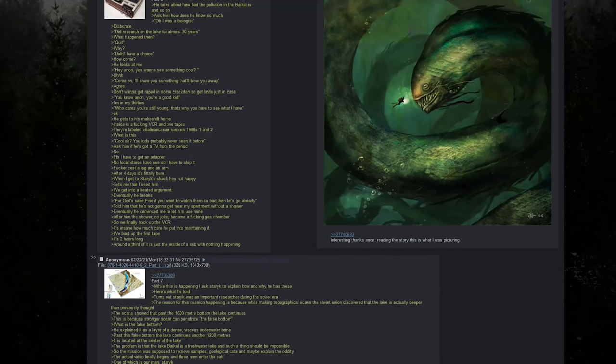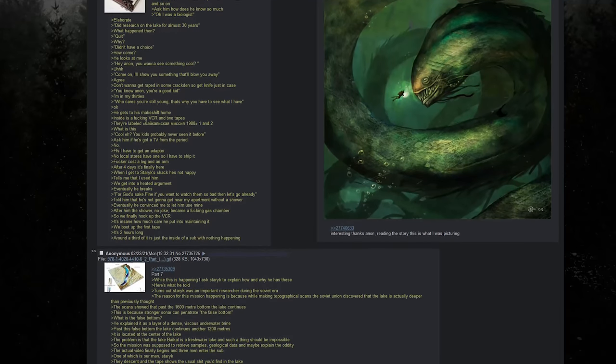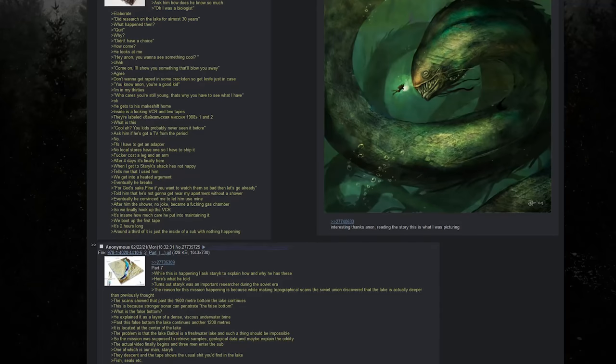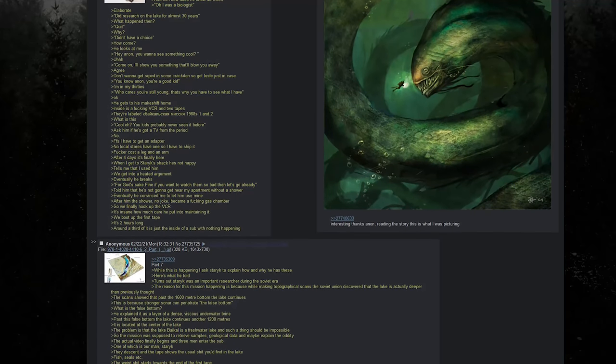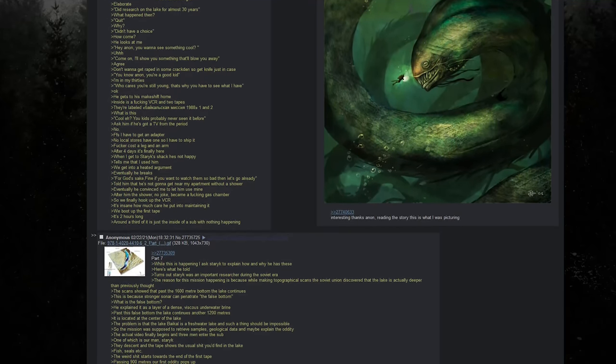Inside is a fucking VCR and 2 tapes. They're labeled blah blah blah 1988, 1 and 2. What is this? Cool, eh? You kids probably never seen it before. Ask him if he's got a TV from the period. No.